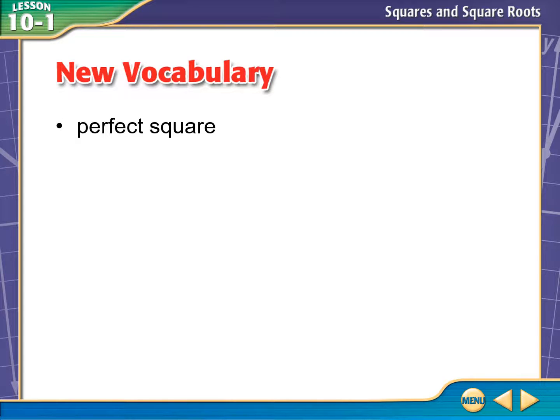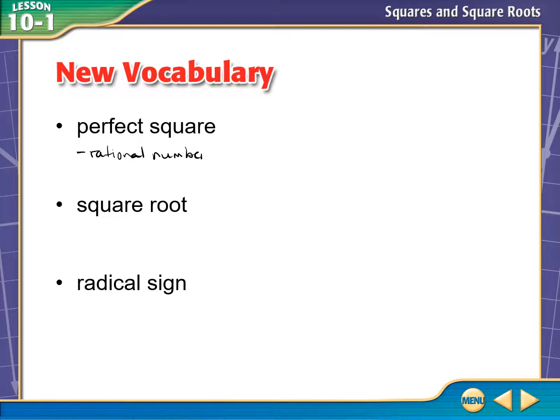So let's look at some of the vocabulary here. First off, what is a perfect square? A perfect square is when we have an integer or a rational number that is raised to the second power.